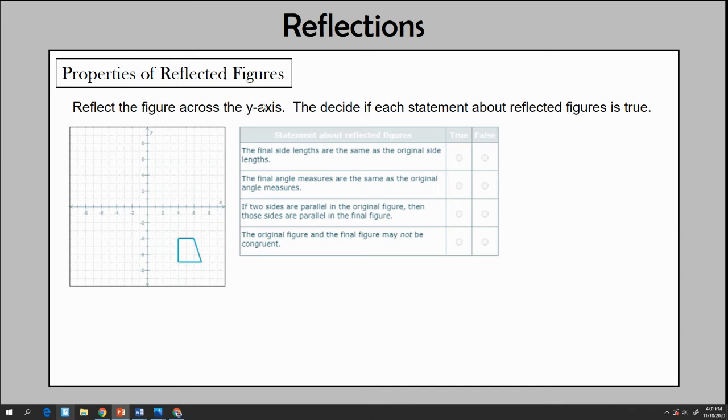So it says reflect this figure over the y-axis, then decide if each statement about the reflected figure is true.